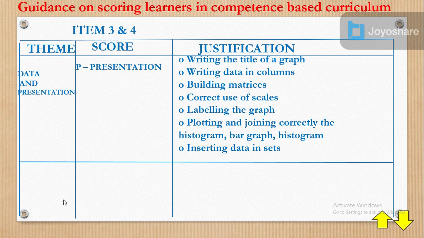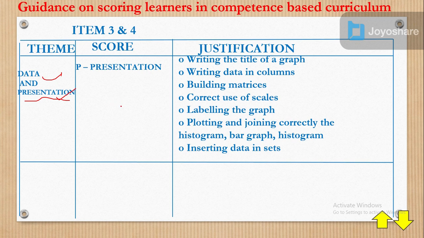In fact, we are having the I there. Let's go and see how the marking is done. Now, to begin with, we have what we call a presentation. Please, any question to do with item 3 and 4 must always be accompanied with the title. Any answer must be accompanied with the title as far as data and presentation is concerned. Of course, before you present something, you must put its title. So item 3 and 4, you must always put a title.